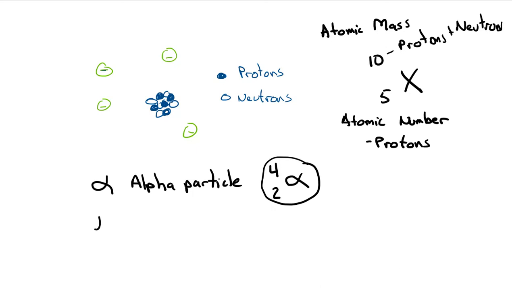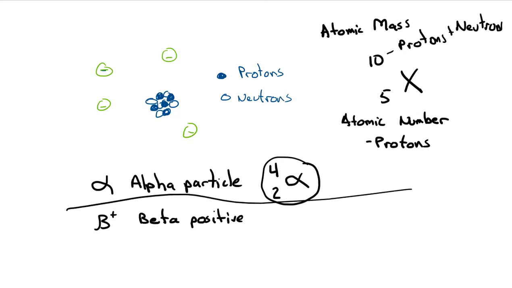Another thing that could be ejected out of the nucleus of an atom is a beta positive particle, which is essentially something that has a charge of 1, but it doesn't really have mass. So it's a lot like an electron. It's what we call a positron. So it has a charge of 1, but it has no mass. And it's a lot like an electron because protons and neutrons are big. Electrons are small. They essentially have no mass.